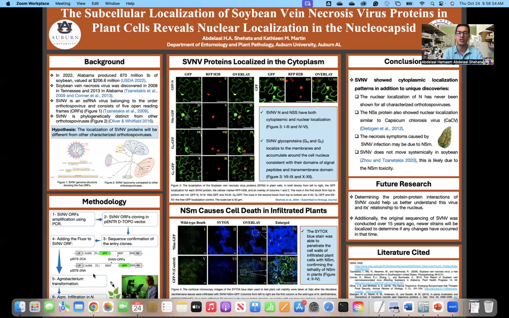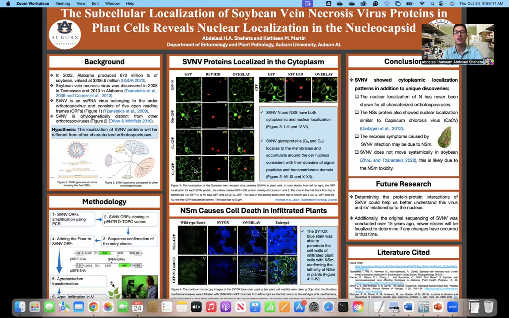After that, I transformed these fluorescent constructs into Agrobacterium, and I used Agrobacterium infiltration in Nicotiana benthamiana plants as a plant model so I can visualize the proteins. Finally, I used microscopy, the confocal microscope, to visualize the proteins.